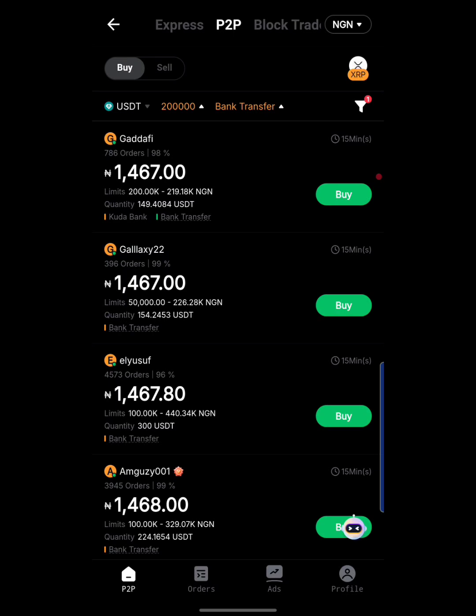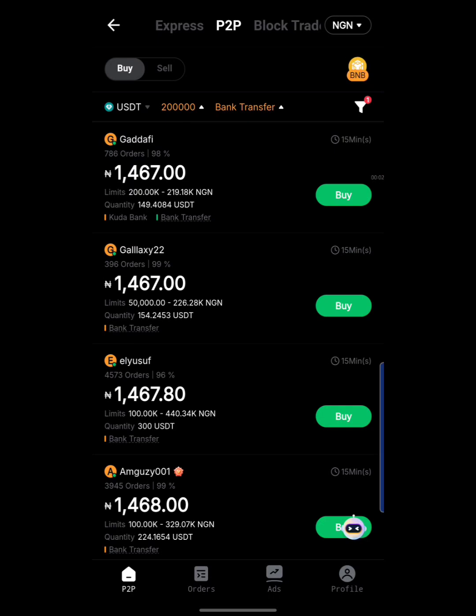someone is going to come to buy from you immediately. So guys, as you can see over here, this guy called Gaddafi is selling for the sum of 1,467 naira. To be ahead of this guy right now, we're going to be selling for the sum of 1,466.99. That price is good enough to be at the top of this guy right here. So that is basically how to be ahead of your competitors here on the Bybit P2P merchant section.